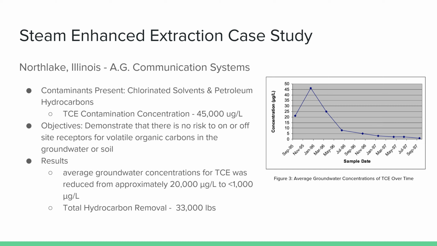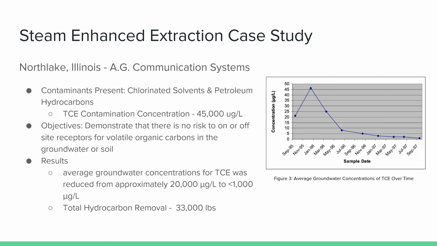The last case study we will be looking at is for steam-enhanced extraction. AG Communications site, located near Chicago, Illinois, operated as a telecommunications manufacturing facility. Trichloroethene, TCE, and mineral spirits were used in the manufacturing processes and were stored in underground storage tanks.